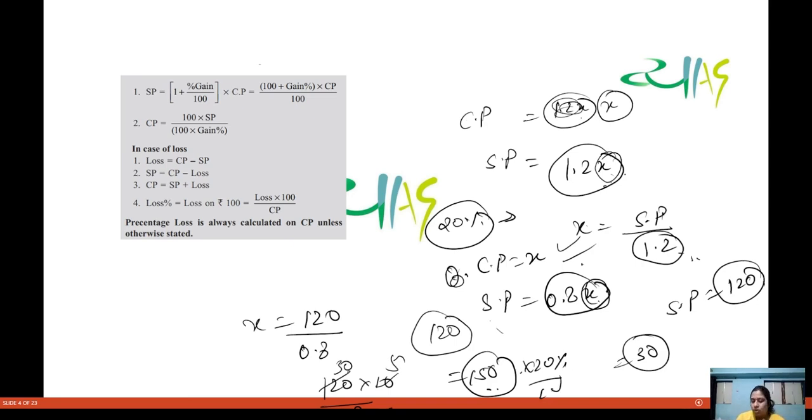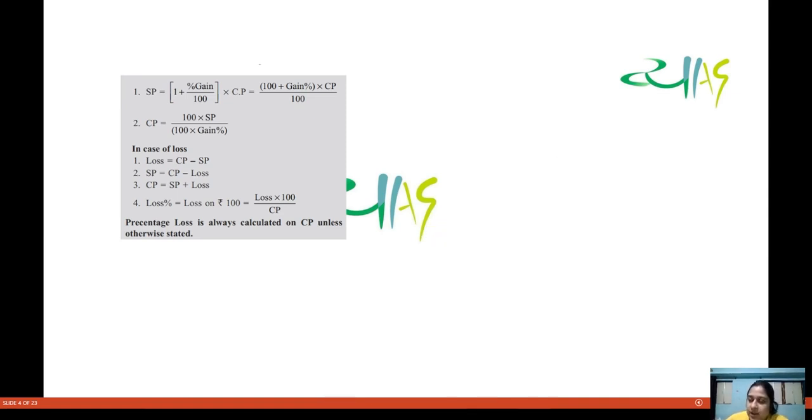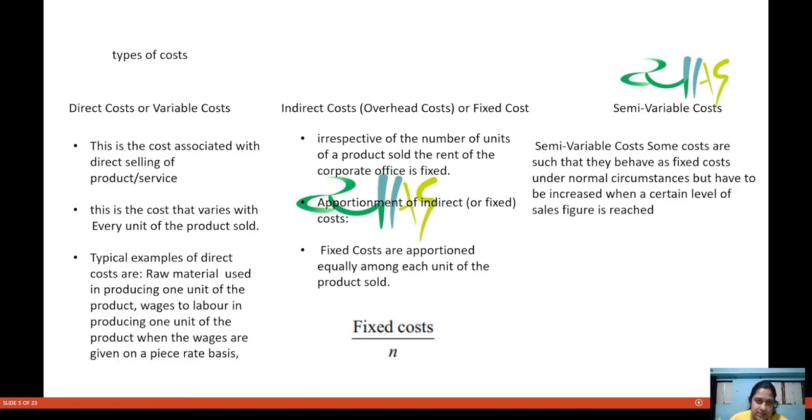So you don't have to go for the formula as such, that 100 plus gain percentage and so on. This is very simple. Okay, you do this by this method if possible. Now let's move forward. See, in case of loss, I have already told you, loss percentage is what? Loss into 100 divided by cost price. Okay, so this is how we do these kind of questions.